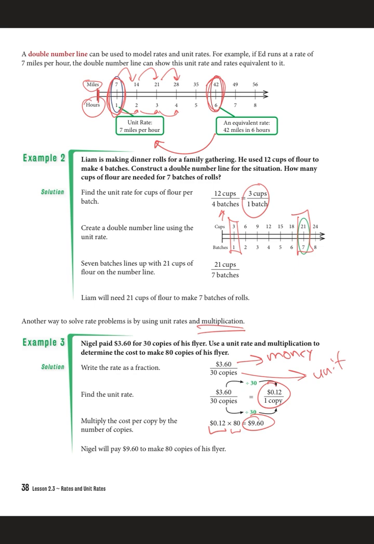So Nigel's going to pay $9.60 to make 80 copies of his flyer. All right, let's jump into the tiered worksheets.